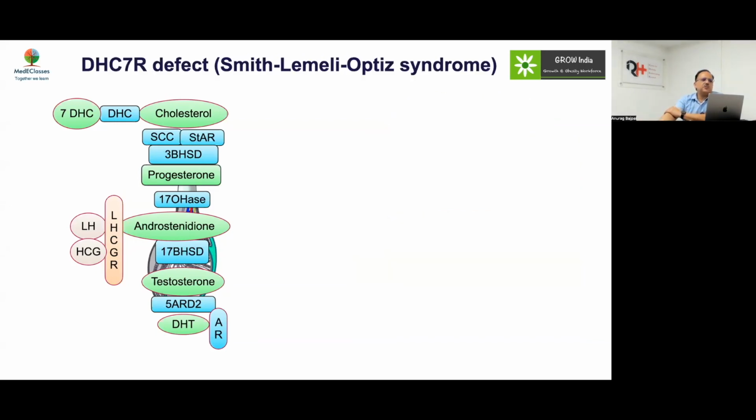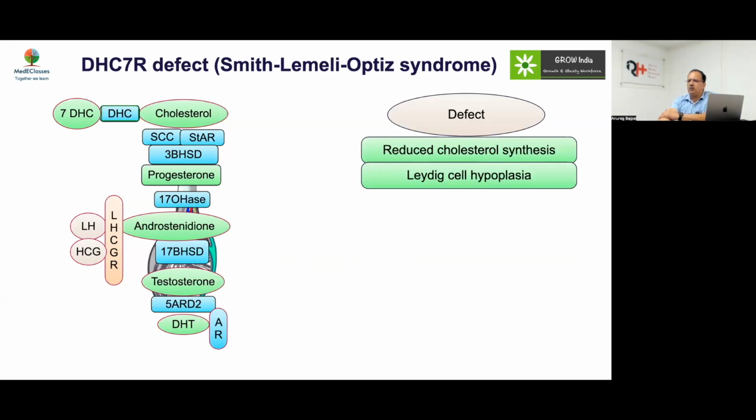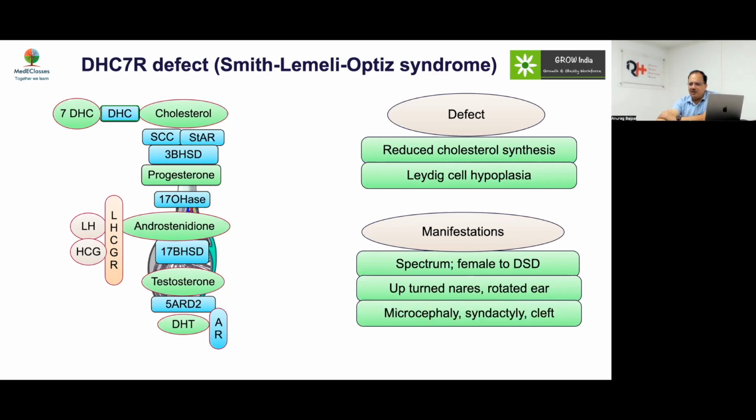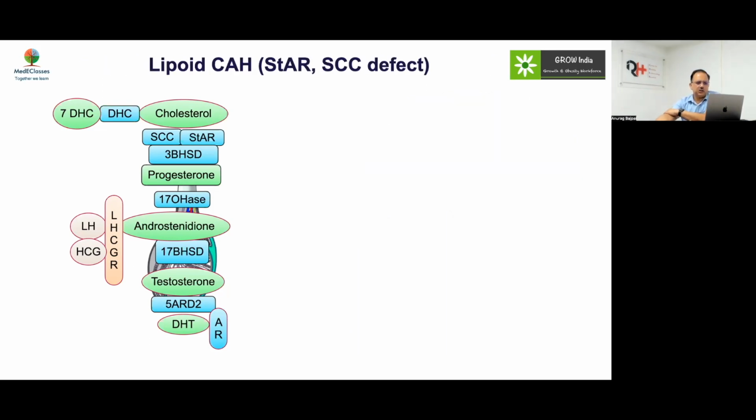to HCG. If you have Smith-Lemli-Opitz syndrome, which I've already discussed, you have reduced cholesterol synthesis and your manifestations will again be a complete spectrum. We have seen patients who come to you with complete female appearance versus those who may just come to you with micropenis as well. You will have upturned, rotated ears, microcephaly, syndactyly, and clefts. The lipid profile will be diagnostic. Your cholesterol levels will be very low and high 7-DHC will be characteristic of the condition.